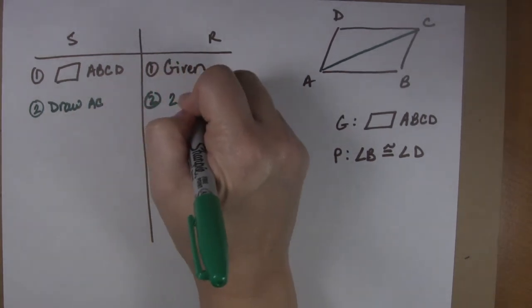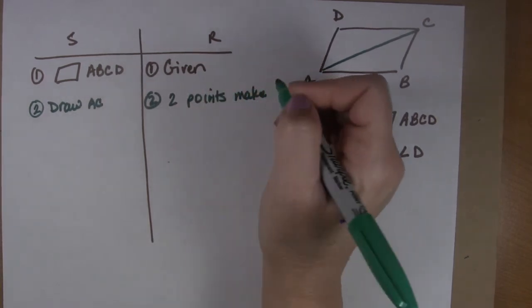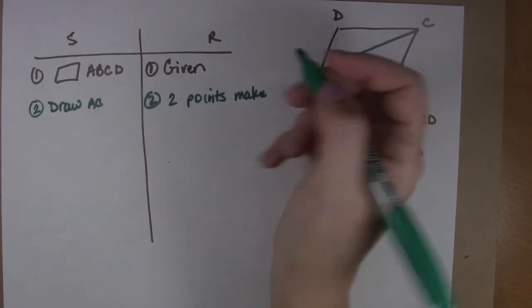because 2 points make a line. Ooh, I'm going to sneeze now. Sorry about that.